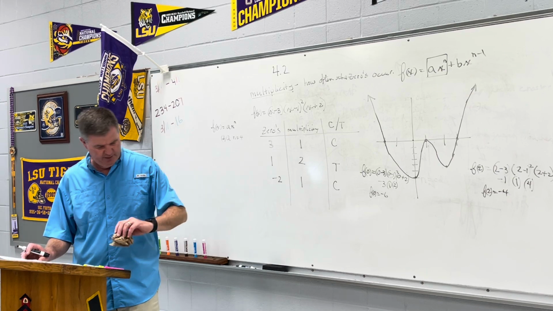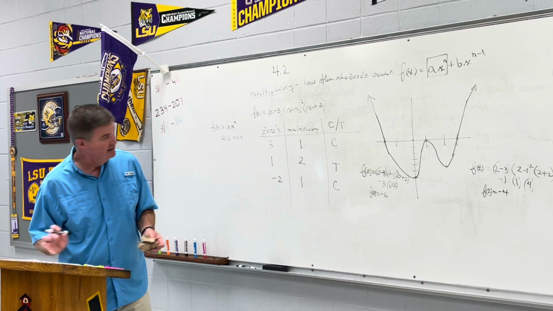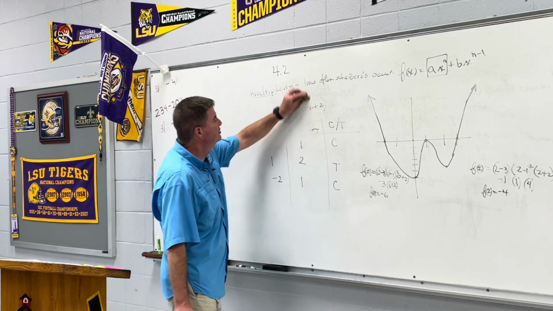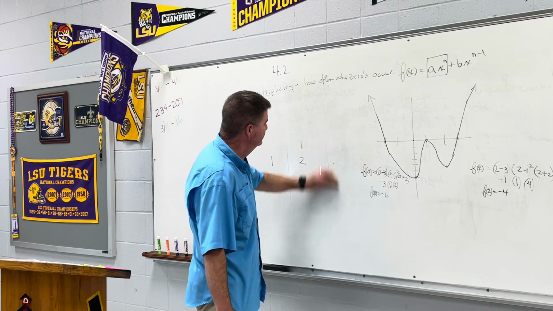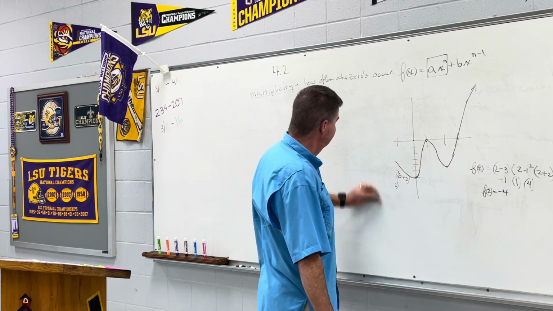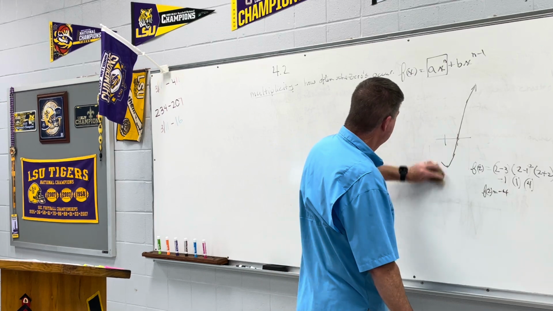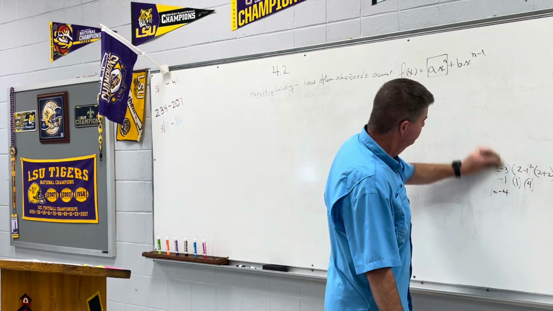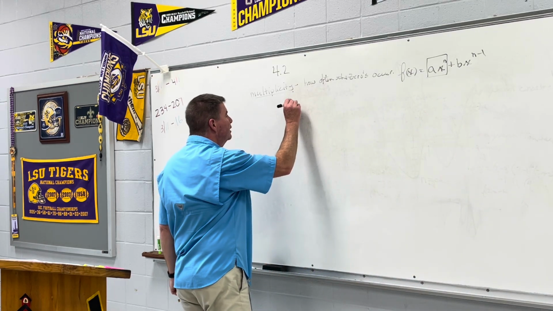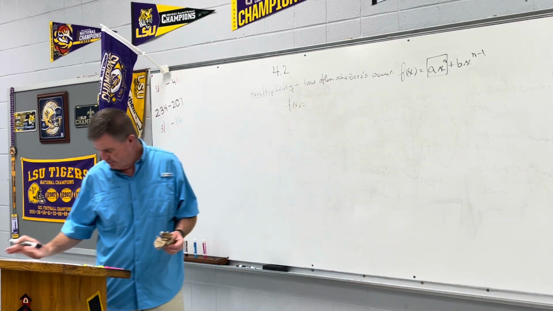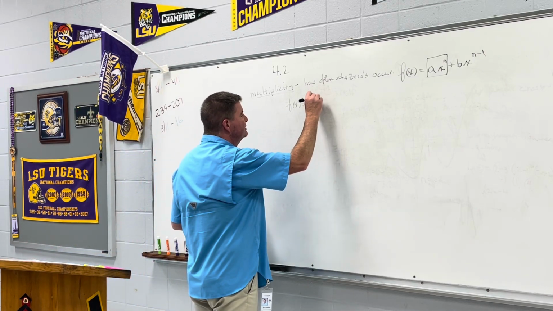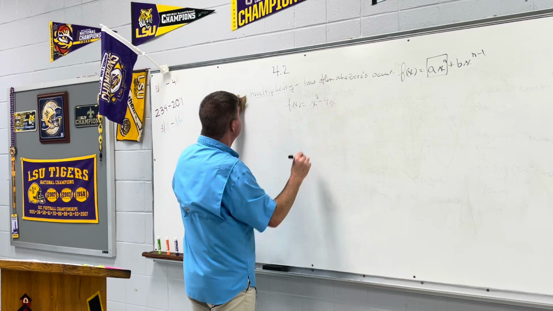The next example, we have one more. This time, we're graphing a function that's not factored for us. We have to factor it ourselves. So we're going to have f of x is equal to x to the third minus 4x.